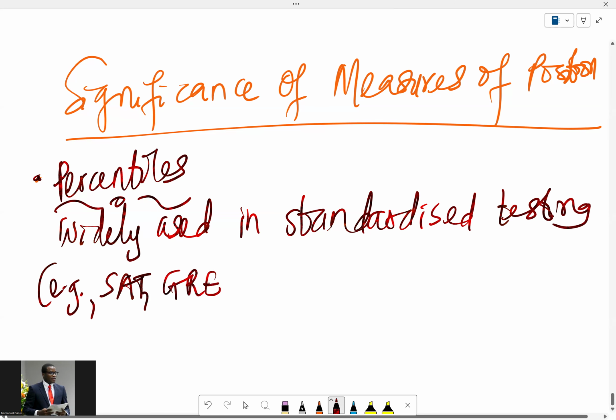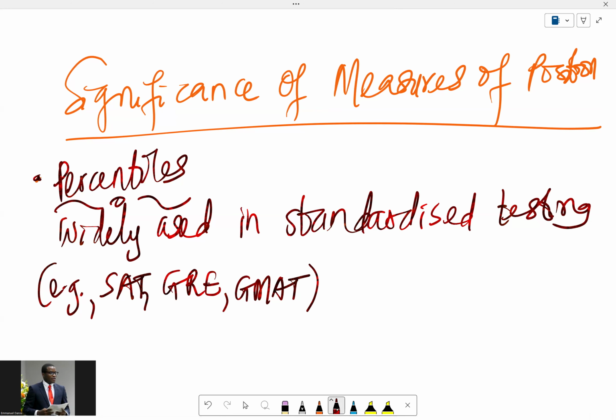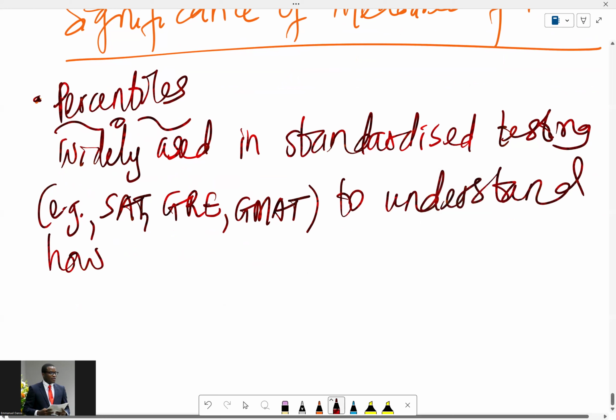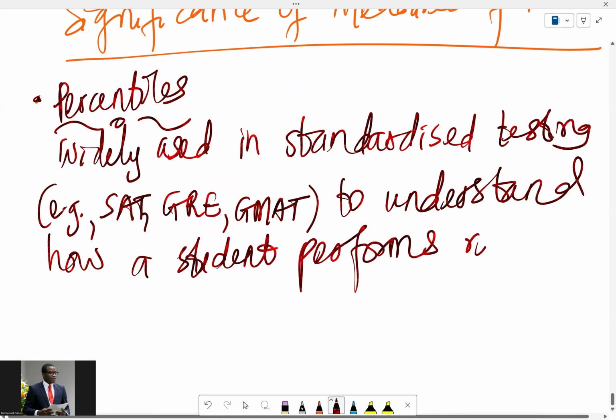Then there is the GRE, that's the Graduate Record Exam. That's the exam you need to write to get into graduate school in the US. And of course, maybe GRE is mostly for science, engineering, and all that. And GMAT is for management, business studies, and things like that. So exams like that. You also have TOEFL, IELTS, and all that. So standardized testing, right? To understand how a student performs relative to peers.